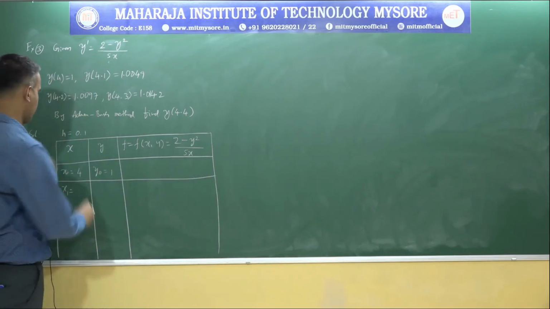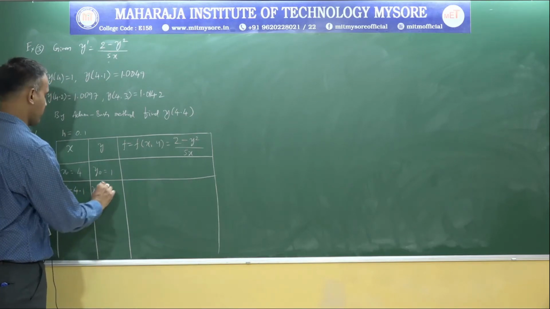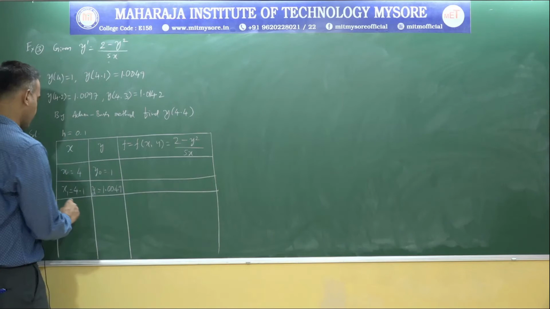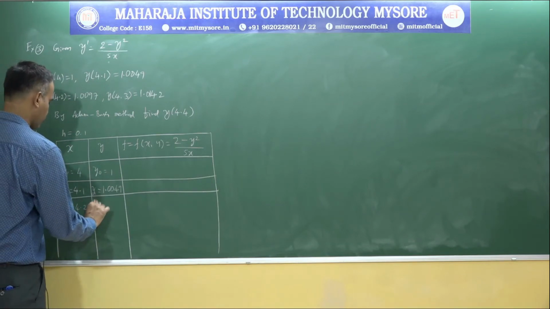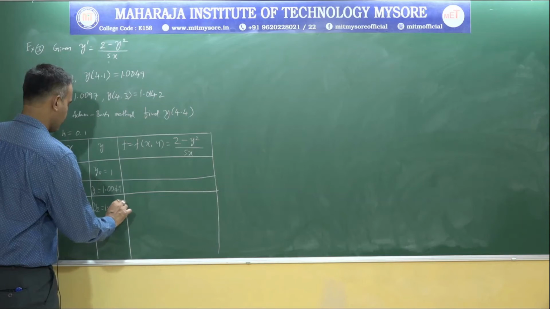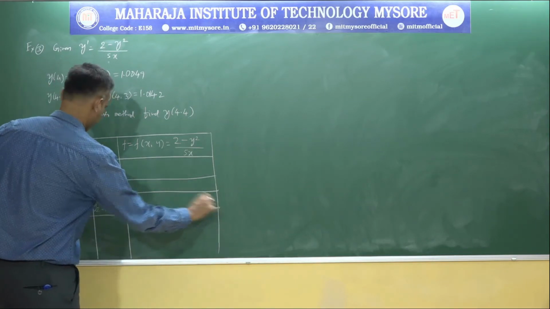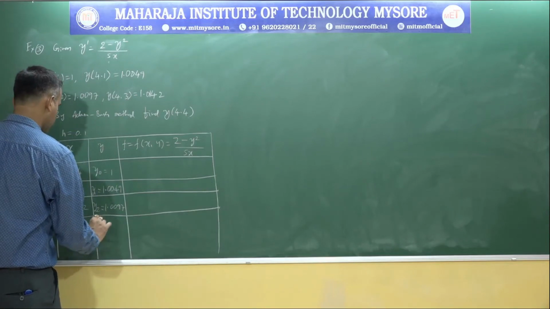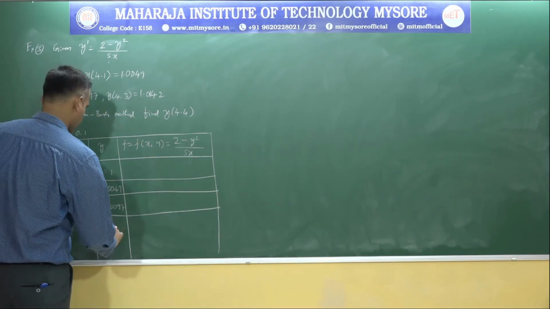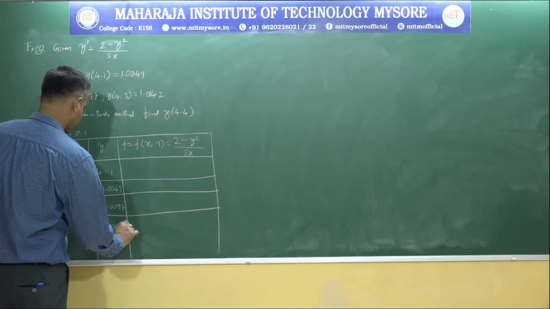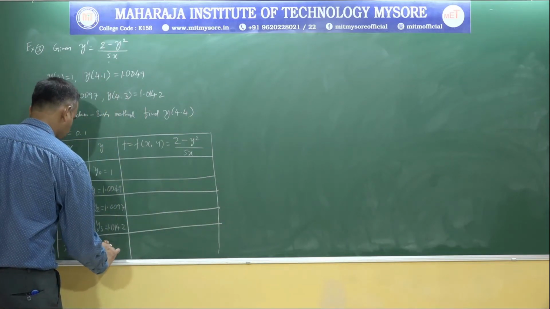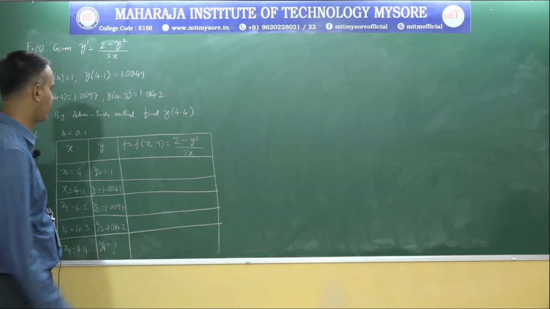Now x1 is 4.1, y1 is 1.0049. Write x2 as 4.2, along with y2 as 1.0097. Now x3 is 4.3, and y3 is 1.0142. Now x4 is 4.4, and y4 is to be found.